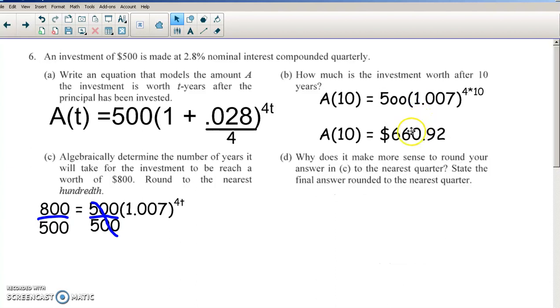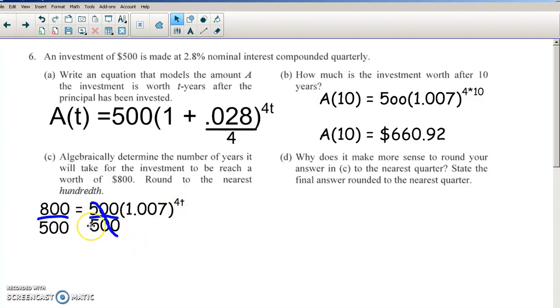So now if I want to know what this investment is worth in 10 years, the amount in 10 years is the $500 initial amount or the principal, the growth rate 1.007 because, again, quarterly, and I do this 4 times a year for 10 years. And it turns out in 10 years, I have $660.92. Now, part C, how long would it take for this investment to be $800? Well, that's just like the problem we had just done. Here's the $800, and here's my initial investment and my growth rate and 4 times the time.